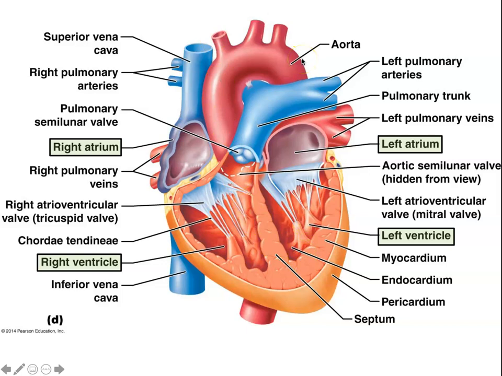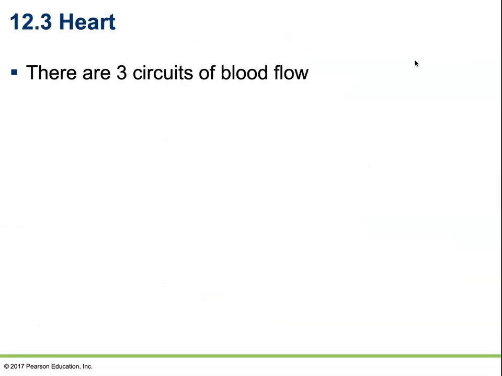Once we're in the rest of the body, we're going to drop off our oxygen, pick up our carbon dioxide, come back to the heart through the right atrium, drop down into the right ventricle, and pump out to the lungs. So on, so forth, in a never-ending continuous cycle of pumping blood and transporting oxygen and carbon dioxide throughout the body. All right, we're going to spend just a little bit of time looking at those circuits in greater detail.